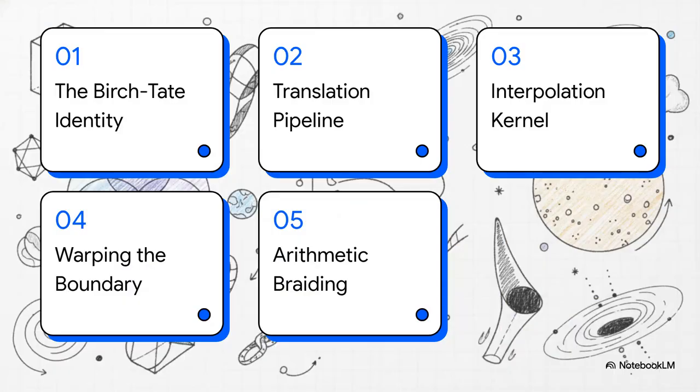Here's our roadmap for today. We're going to hit the Birch-Tate identity, run through the Adelic translation pipeline, check out the p-adic interpolation kernel, warp the geometric boundary, and finally look at matter as arithmetic braiding. Let's go step by step from abstract algebra all the way to macroscopic mass.